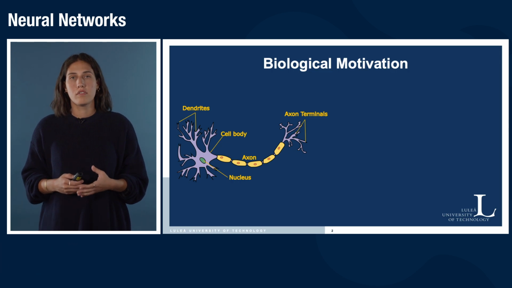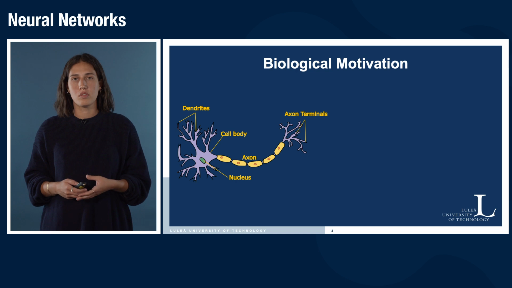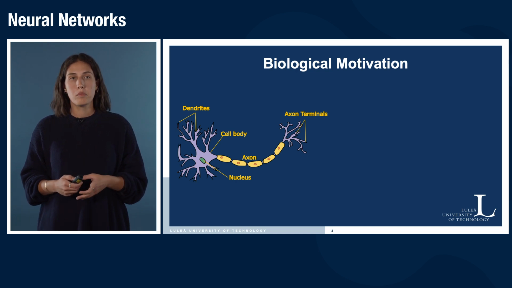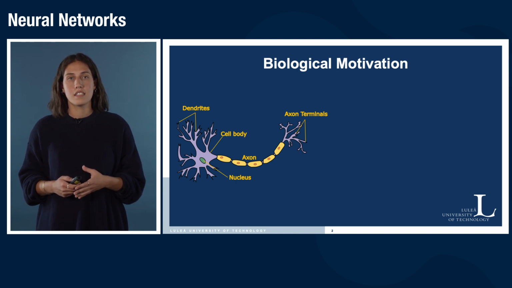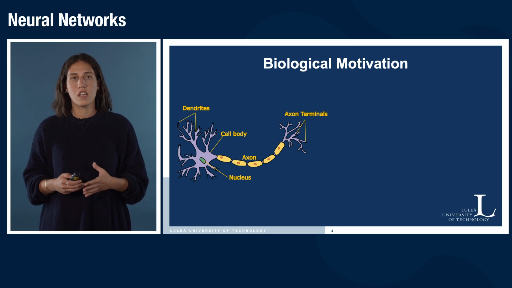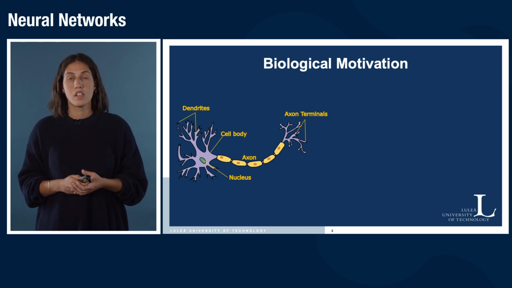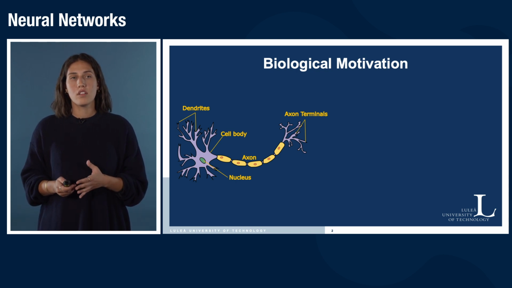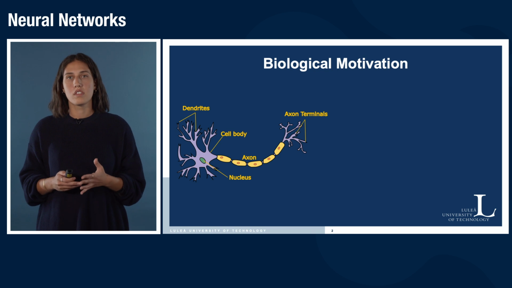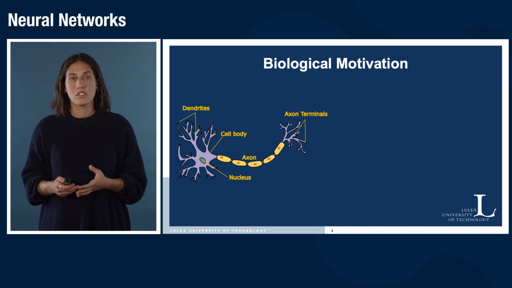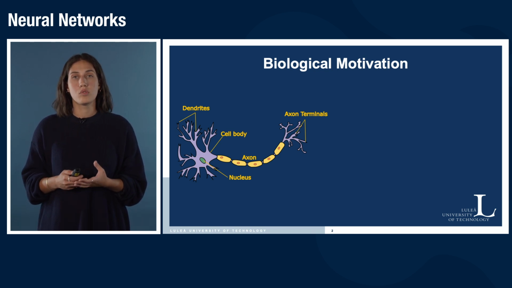The biological motivation of neural networks comes from the human brain, where the basic computational unit is a neuron. The human brain contains around 86 billion neurons, and these neurons are connected with synapses. In this image, you can see a drawing of a biological neuron. Neurons receive an input signal through the dendrites that is processed in the cell body. Then the axon carries the output of the neuron to its axon terminals that connect to the dendrites of other neurons using the synapses.